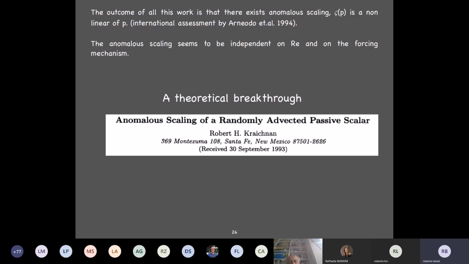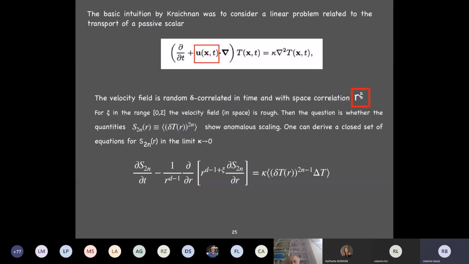Exactly more or less at the same time, a real breakthrough from the theoretical point of view came into the field, and this was due to Robert Kraichnan. Now let me roughly describe to you what was the Kraichnan merit. First of all, the big idea was to consider a passive scalar.